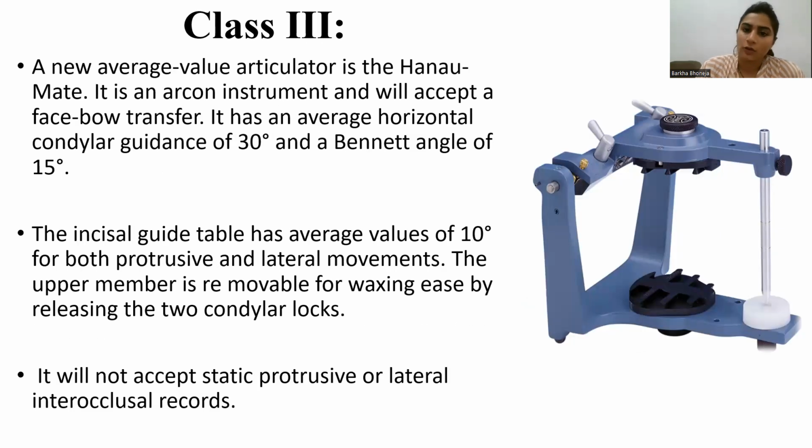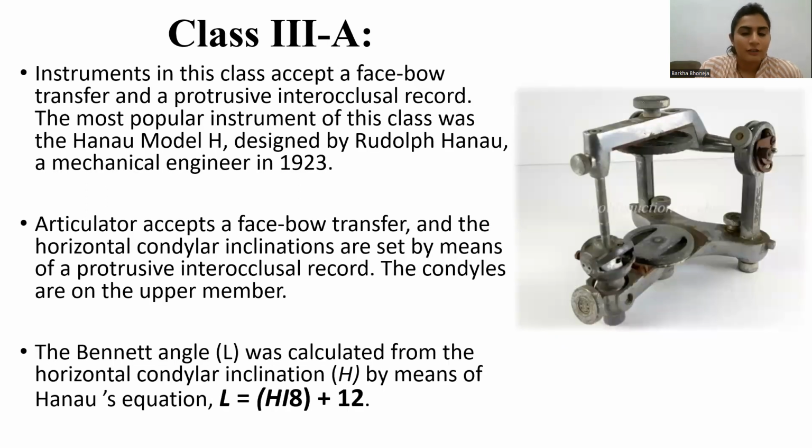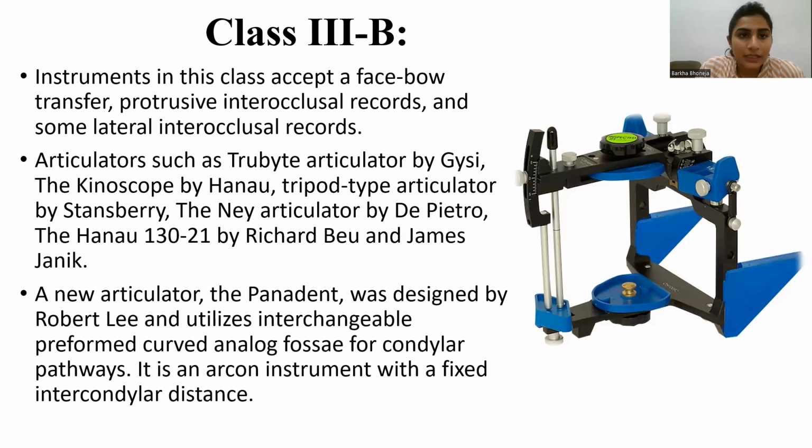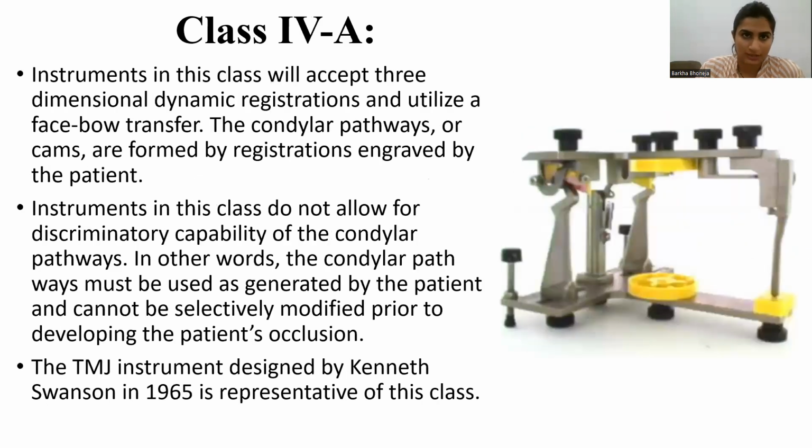Class 3 we had already covered; it takes the face bow records. Class 3A will take your protrusive record, but your lateral has to be calculated by a formula. Whereas in class 3B, your lateral as well as the protrusive is given by the interocclusal record taken from the patients. Now moving on to class 4.